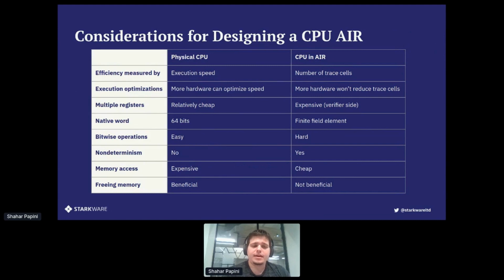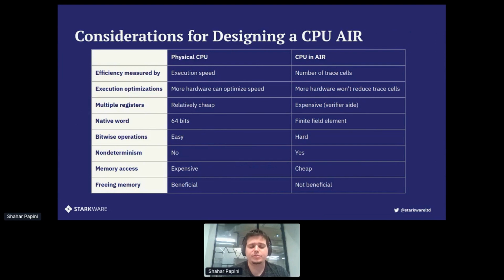A cool feature we have in AIRs is the non-determinism. In physical CPUs, it's deterministic. You have some computation, values before, you know what you get at the end. In AIRs, you can use non-determinism. If you know the class NP, for example, this is what I mean by non-determinism. You can guess things and then prove them.